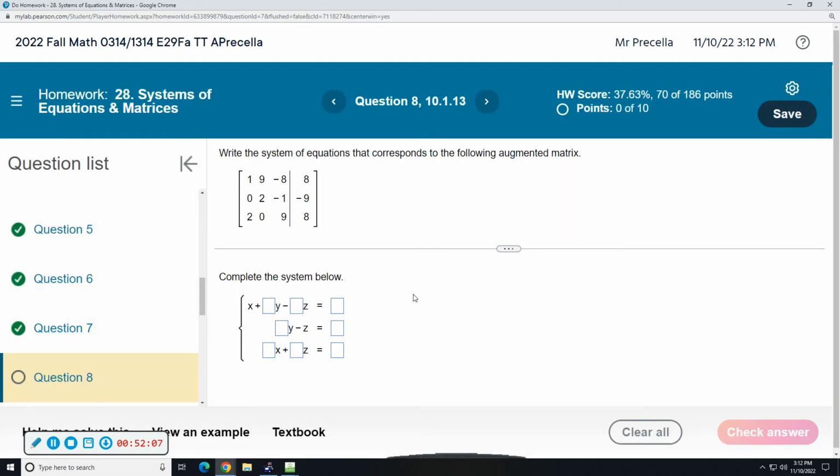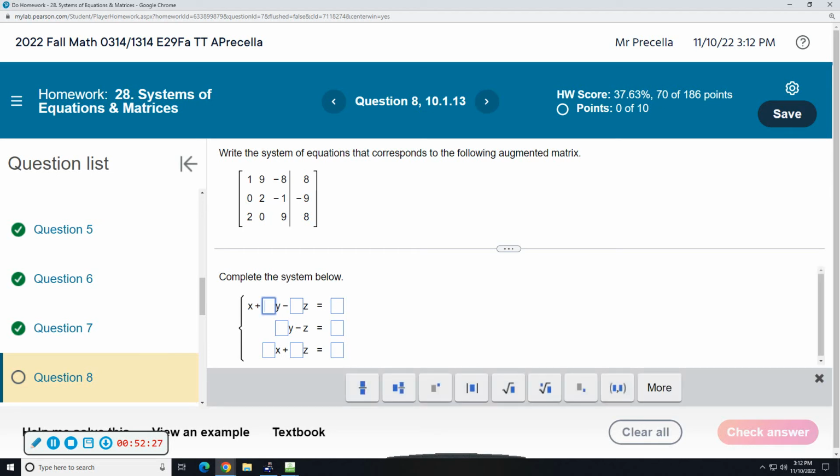Now we need to be able to go backwards. If you're given a matrix, you need to be able to create the equations associated with that matrix. So look at that first row. That 1 is the coefficient of x. So look at where he's pointing. You have a 1x. What's going to go in that next blank there?